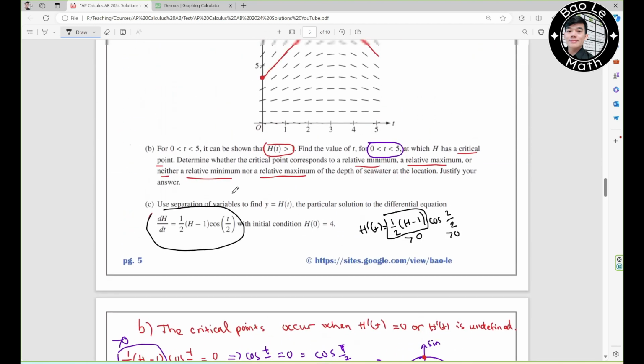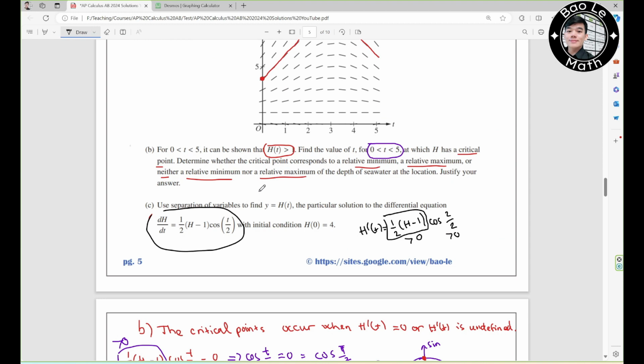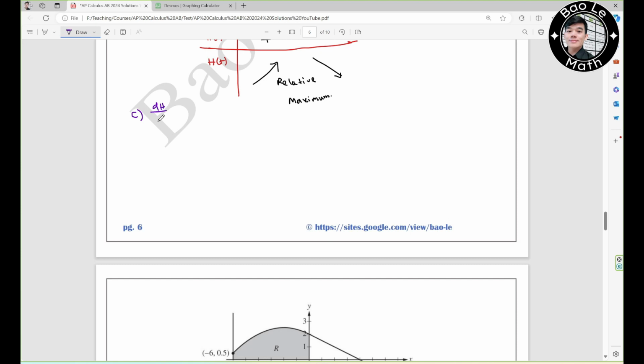Alright, let's move on to question C. Use separation of variables to find y equals h of t, the particular solution to the differential equation dh over dt equals 1/2 (h minus 1) cosine t over 2, with the initial condition. So we have dh over h minus 1 equals 1/2 cosine t over 2 dt. Now we're going to integrate both sides.